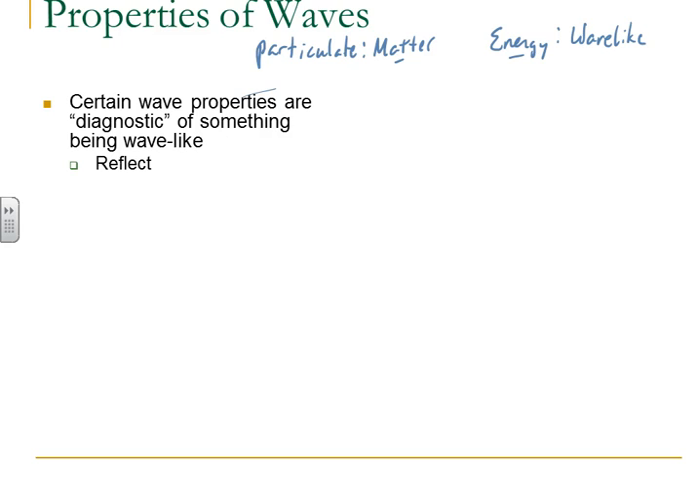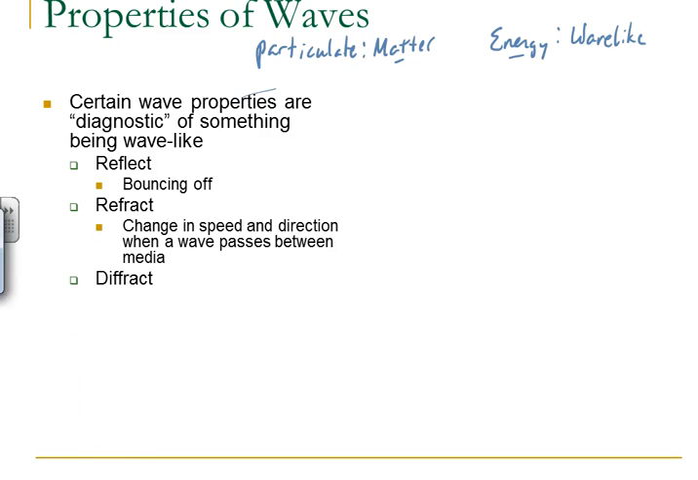Okay, first of the properties that you can look at, and if this happens, it's a property of a wave, is reflection. Reflection just simply means bouncing off. I think everyone understands what reflection means. Second is refraction. This is a change in speed and direction when a wave passes through media. Media means what the wave moves through.